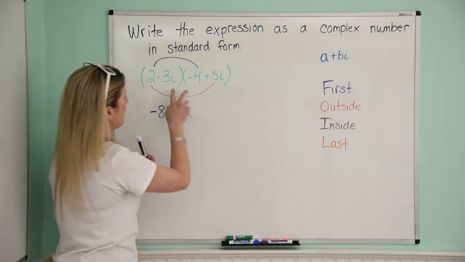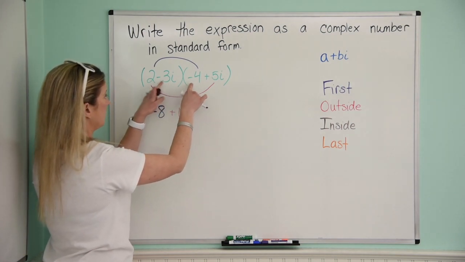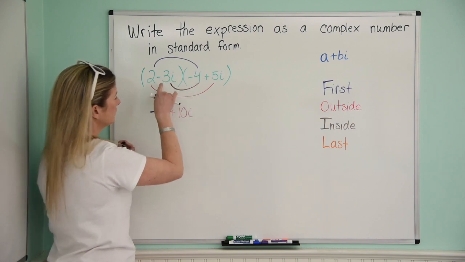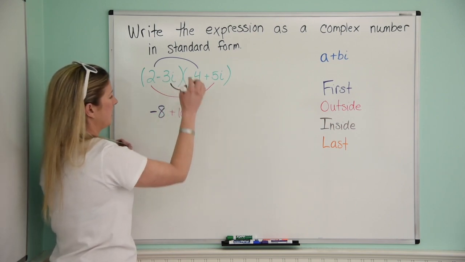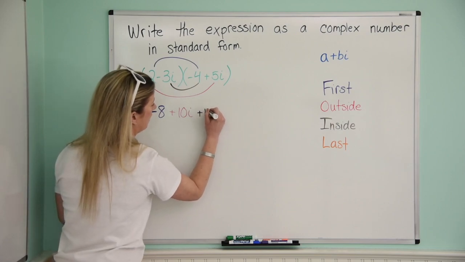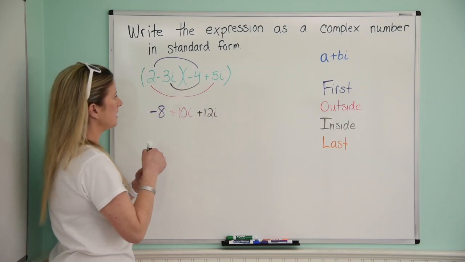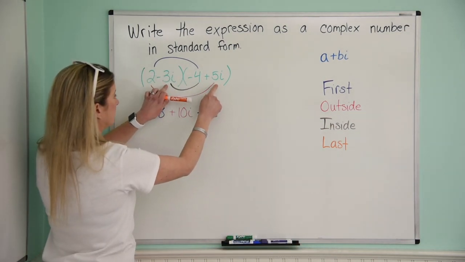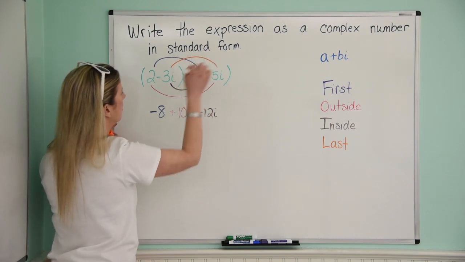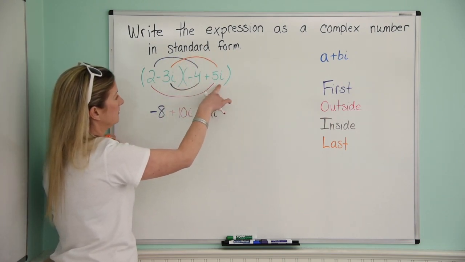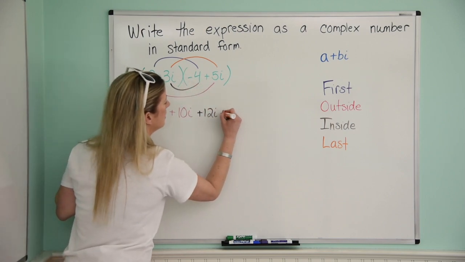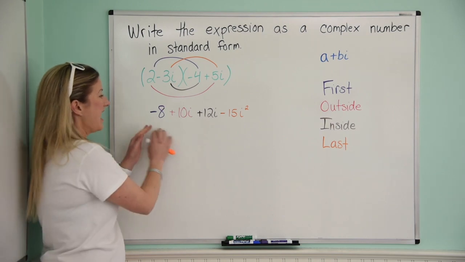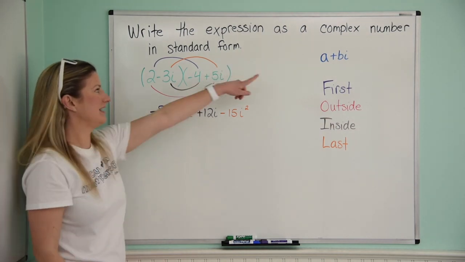Then inside, so that's going to be our inside terms. These are first, outside, inside terms. So that's going to be negative 3i times negative 4. So what's that going to be? Positive 12i. Great. And then last. So these are our last terms. So that's negative 3i times 5i. So that's going to be what? Negative 15i squared.